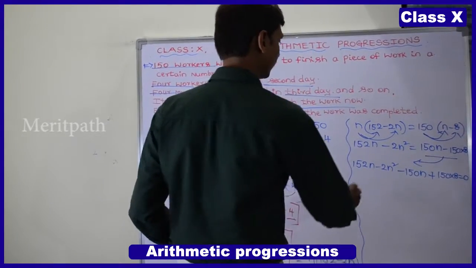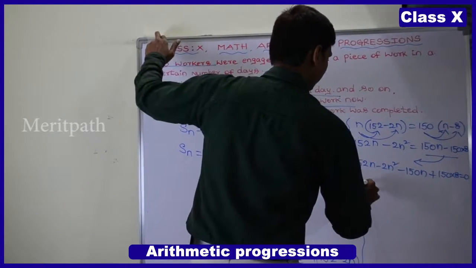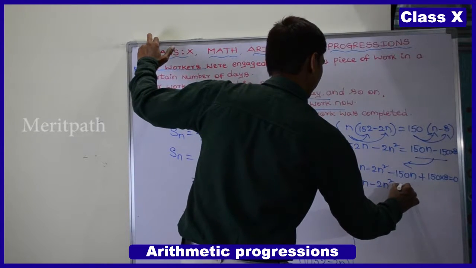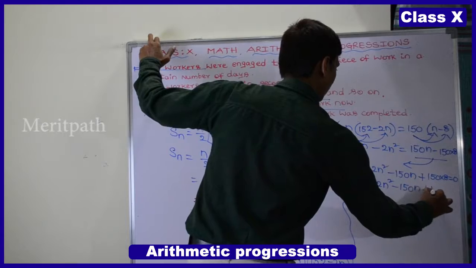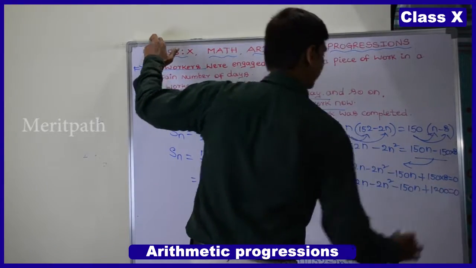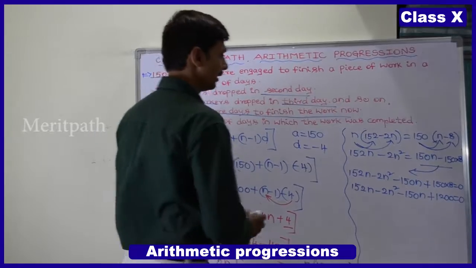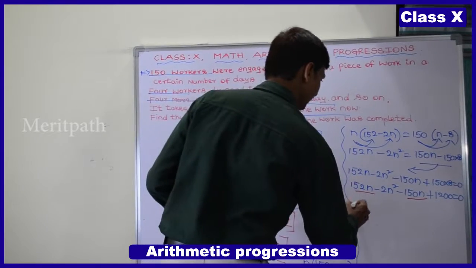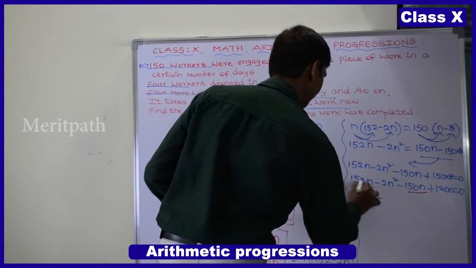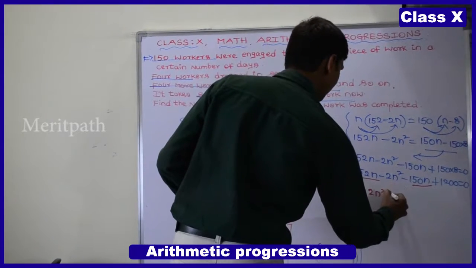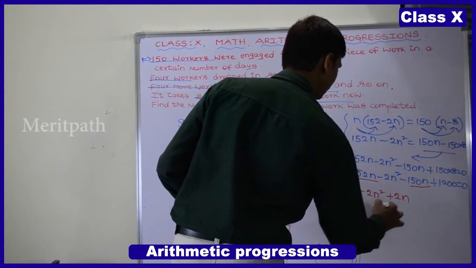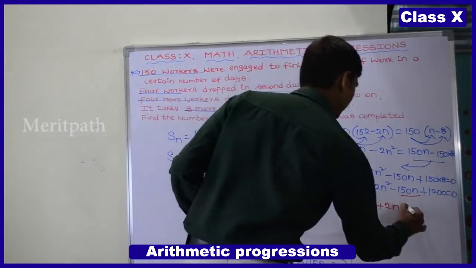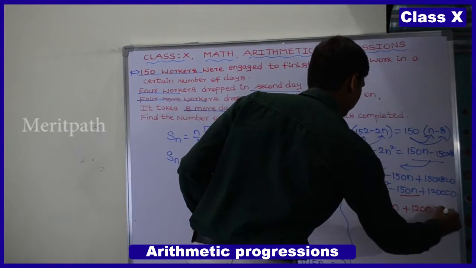Let us multiply these two numbers. So after multiplication of these two numbers, 152n minus 2n square minus 150n plus 1200 equals to 0. Then we can see here, this is the value of n and these are like terms. We can simplify these two terms. That is minus 2n square is the same thing. 152 minus 150, that is 2n plus 2n. Because there is a positive value, it's greater value, so 2n plus 1200 equals to 0.